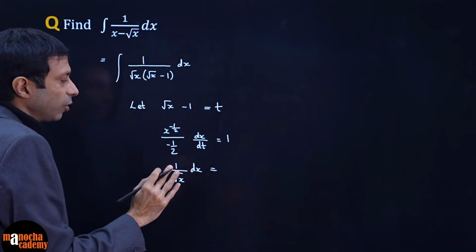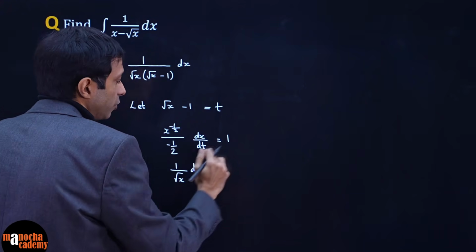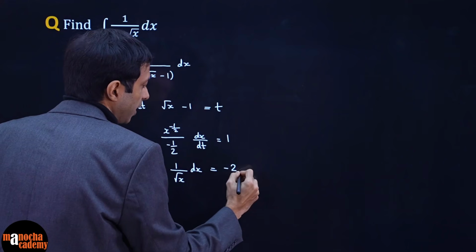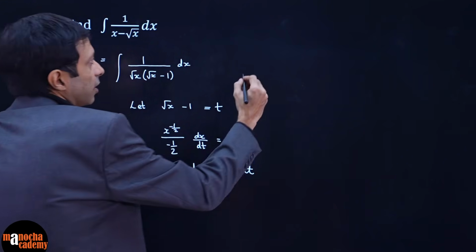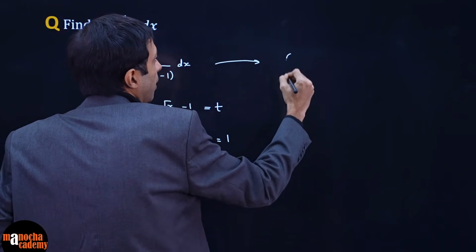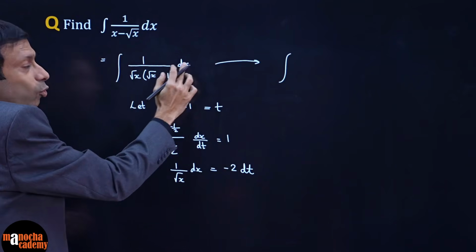Constants, never worry about them. You can easily handle the constant. So this will go on this side, like cross multiply, minus 2 dt. Now look back at the question. This thing is basically becoming integration, this 1 by root x dx.